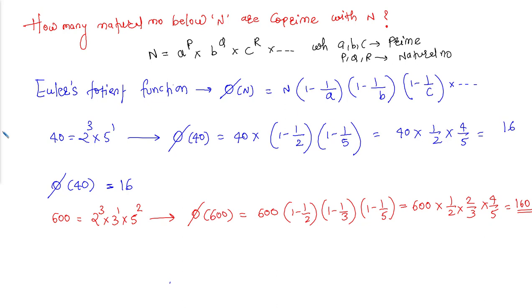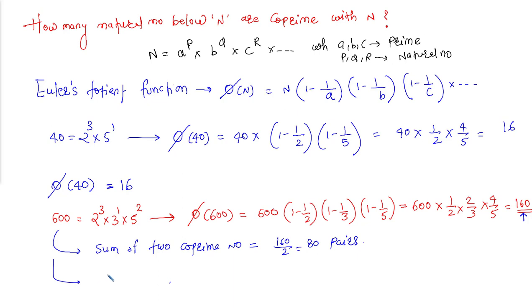Now a few quick questions if I ask you. The first question is, in how many ways can 600 be expressed as a sum of two co-prime numbers? The answer is, for every number out of these 160 numbers, there is another number such that their addition is 600. So how many pairs can you make? 160 divided by 2, that is equal to 80 pairs you can make.